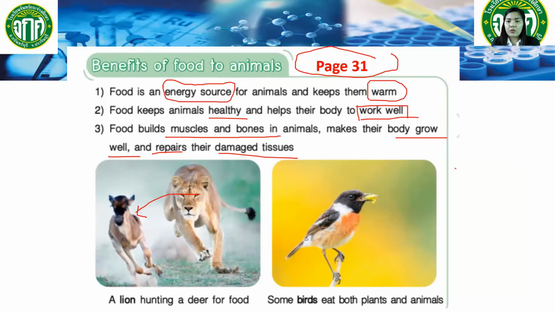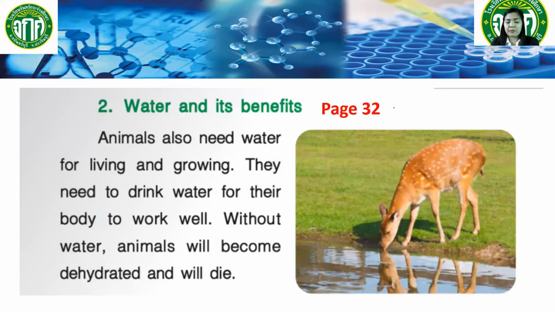Let's move on to water and its benefits. Please go to page 32. Animals also need water for living and growing. They need to drink water for their body to work well. Without water, animals will become dehydrated and will die. When we say dehydrated, their body will be dry, right? Since they don't have water already. So that's why they need water for their body to work well.